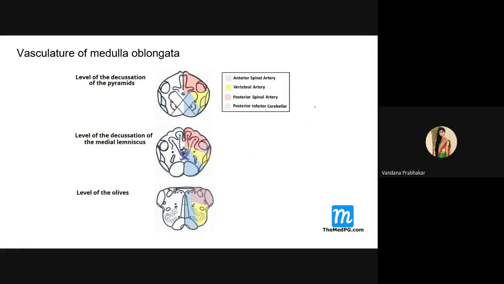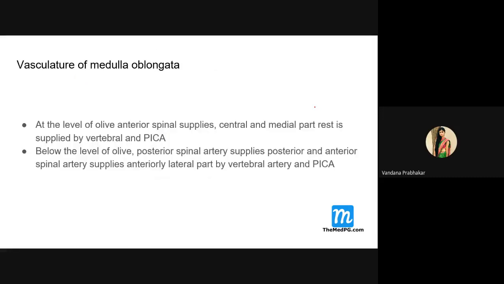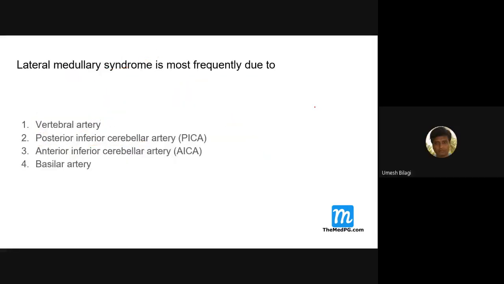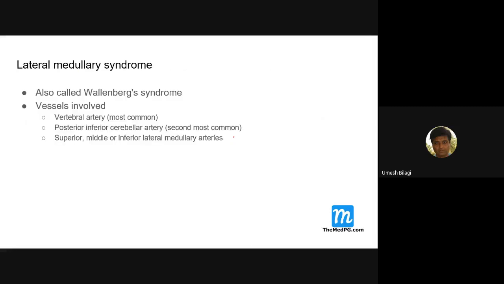Yes, sir. Okay. Now, lateral medullary syndrome is caused by vertebral artery most commonly. This is the second common cause. I put the same thing here. Lateral medullary syndrome is also called Wallenberg syndrome. The question can be thrown that way. The most common cause is vertebral. Second is this. Third is other things.